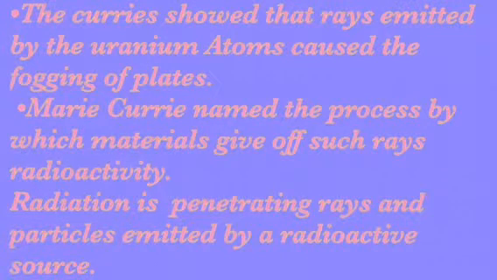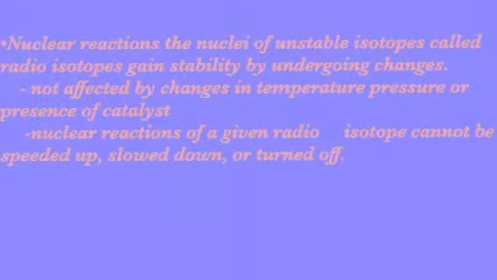At the time, two associates were Marie Curie and Pierre Curie. They were able to show that rays emitted by the uranium atoms caused the fogging of the plates. So here are the radioisotopes mentioned.